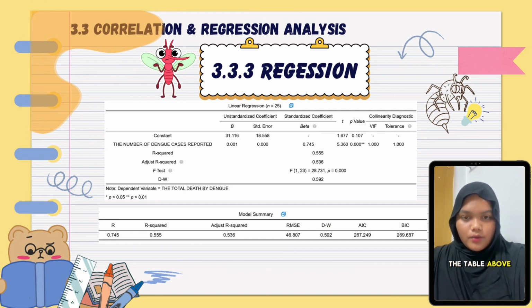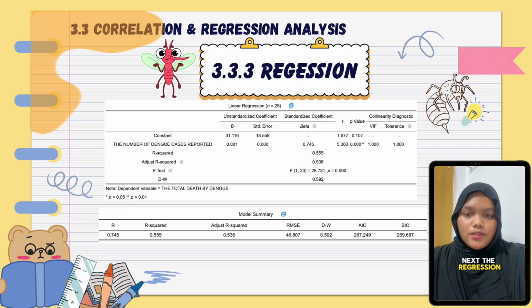From the table above, the coefficient of determination R squared is 0.555, which means that 55.5% of the variation of total deaths can be explained by the number of reported cases. Secondly, the remaining 44.5% is unexplained variability of total deaths.